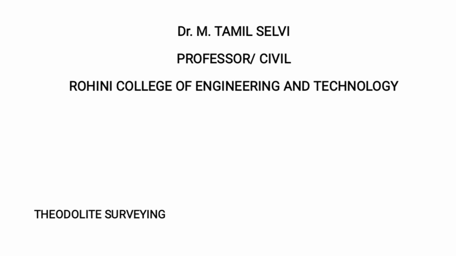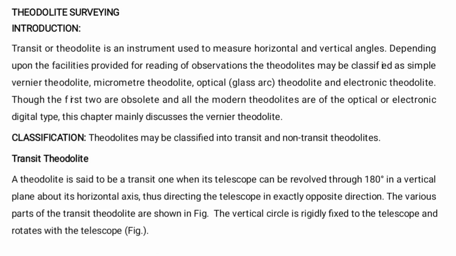So, third unit is Theodolite Surveying. In this Theodolite Surveying introduction, the theodolite is an instrument to measure horizontal and vertical angles. Depending upon the facility provided for reading the observations, theodolites may be classified as simple vernier theodolite, micrometer theodolite, optical glass arc theodolite, and electronic theodolite. Though the first two are absolute, modern theodolites are optical or electronic digital type.